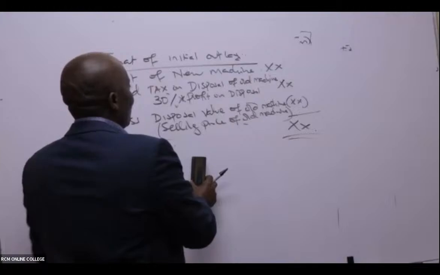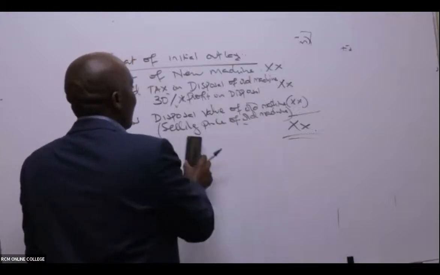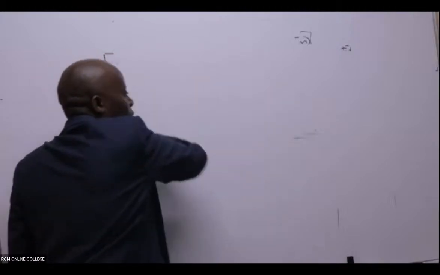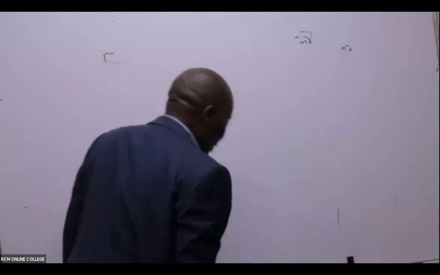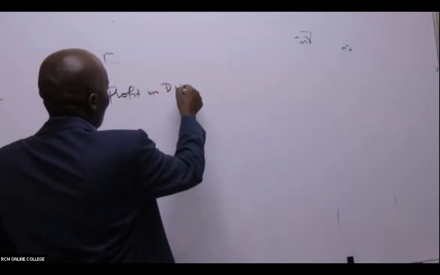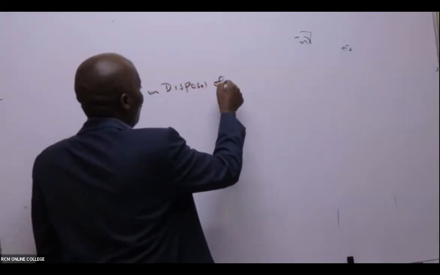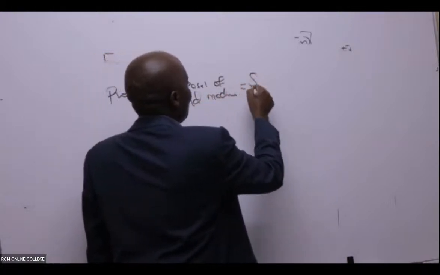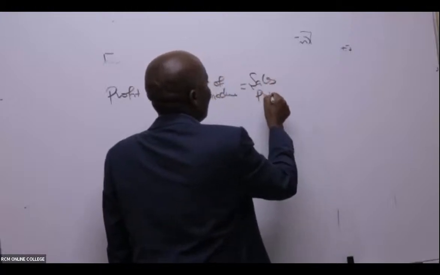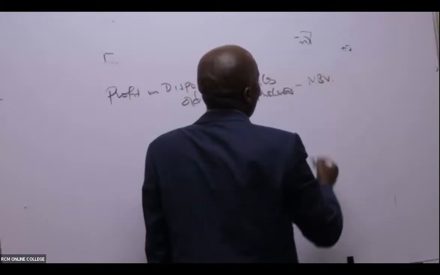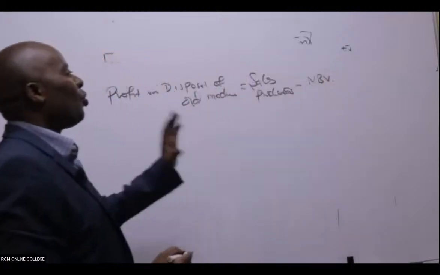So the only thing that I'm looking for here is the tax on disposal. First of all, give me the profit on disposal of the old machine: sales proceeds minus net book value at year 2.